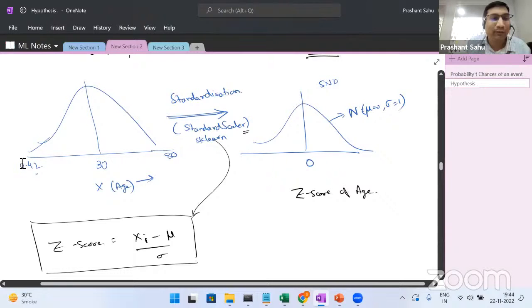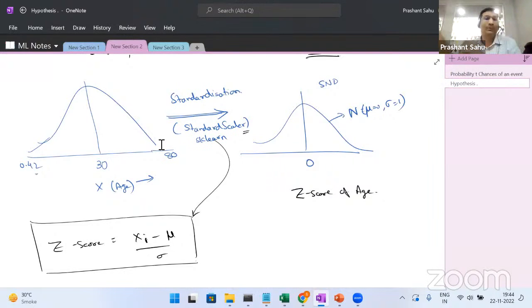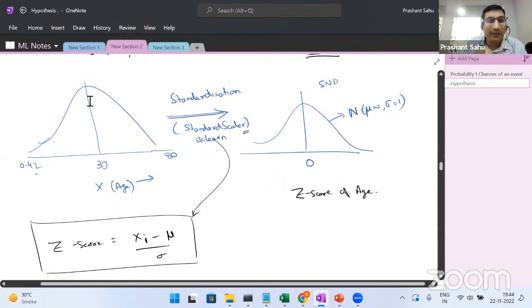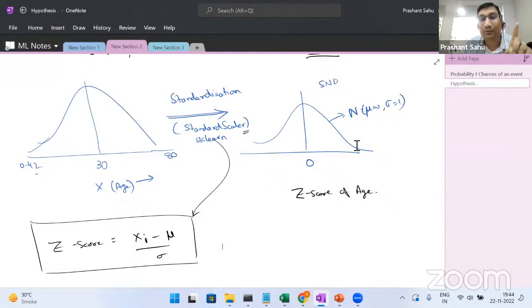Okay. So let's say you have the age of all the passengers who were traveling in that Titanic ship. So the minimum age is 0.42 years. The maximum age is 80 years. The average age is close to 30 years. When you standardize it, you will get a similar curve. The shape of the distribution does not change. Please understand this. You are not changing the shape of the distribution. You're only changing the scale of the distribution.